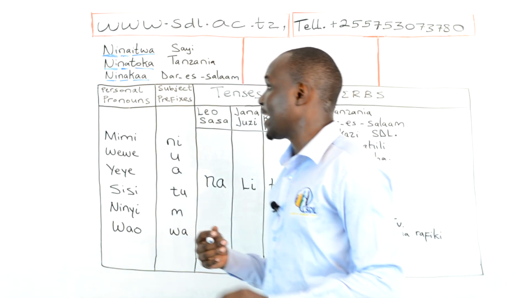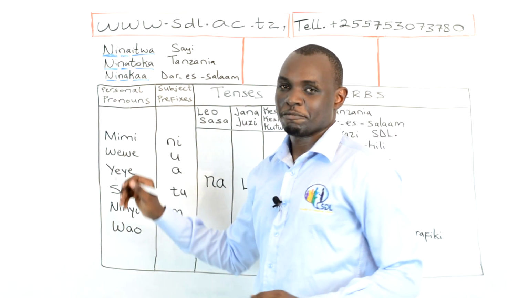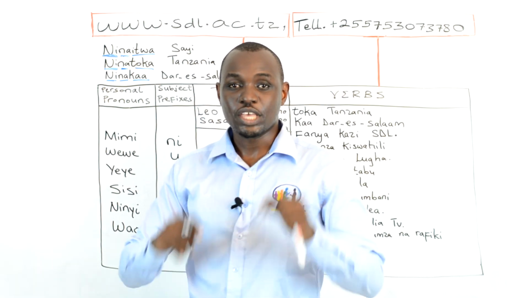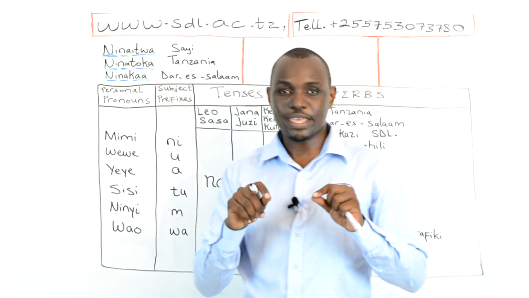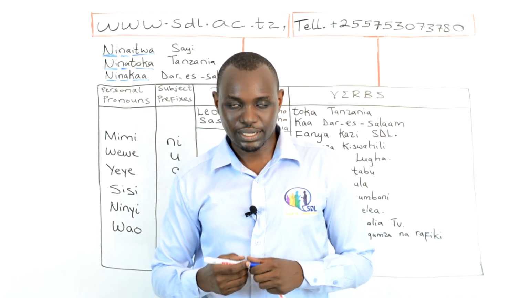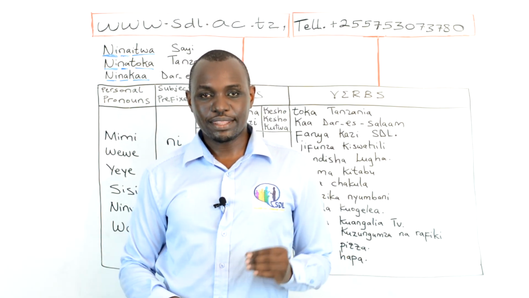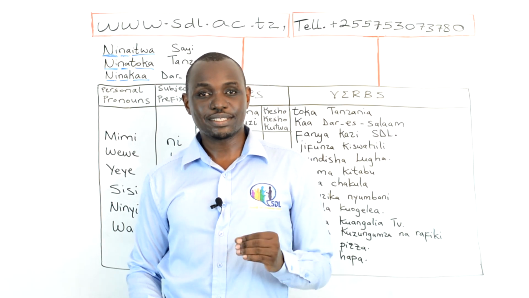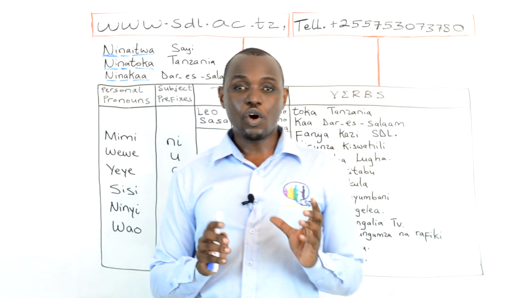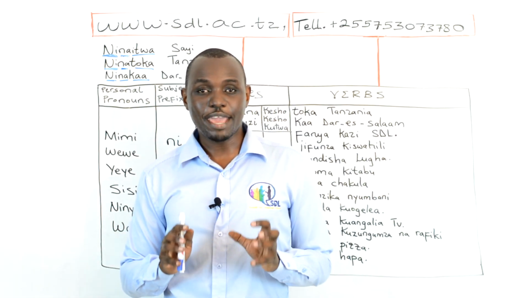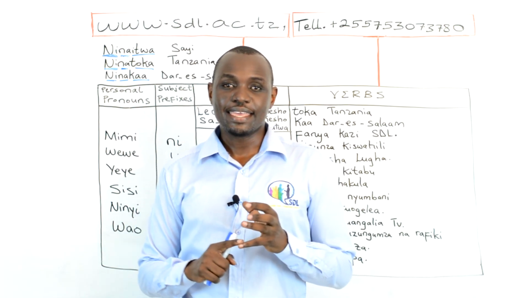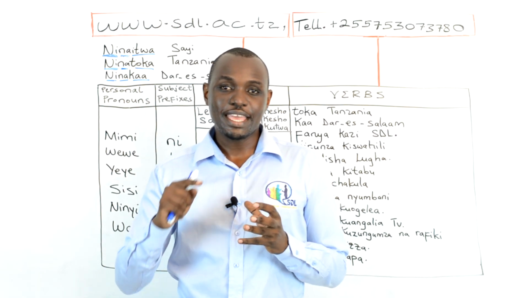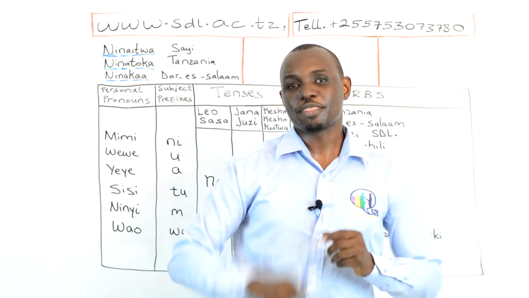But what is the na? And what is the ni? Will it always be nina when you say your sentence? All those questions will be answered in this lesson. So at the end of this lesson, you will be able to construct your own sentence. You'll be able to use all the person pronouns. You'll be able to say, I do something, you did something, they will do something.